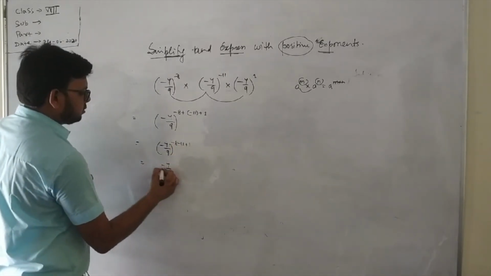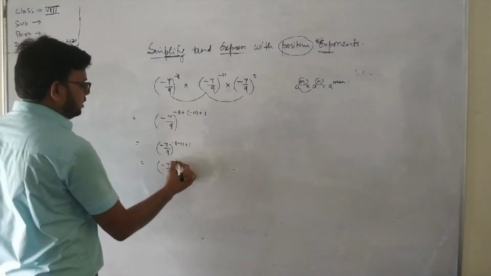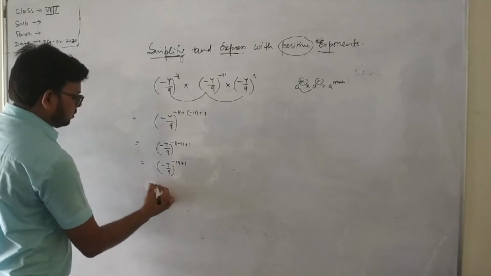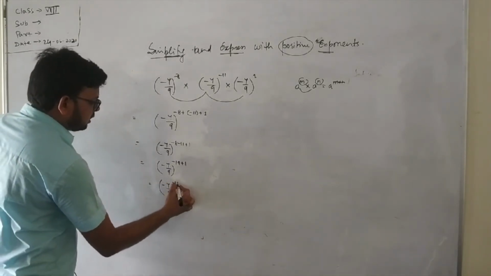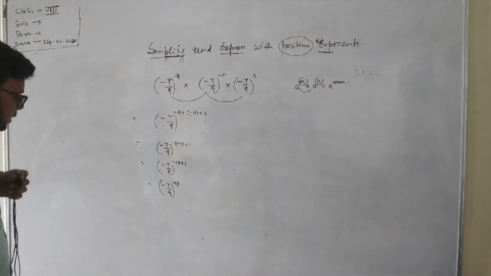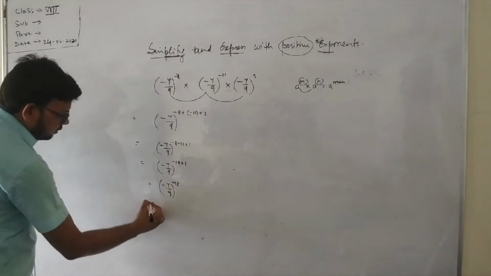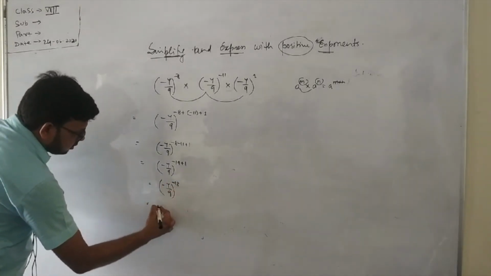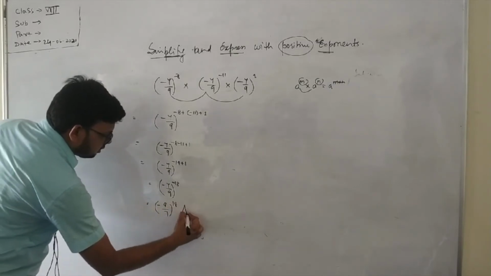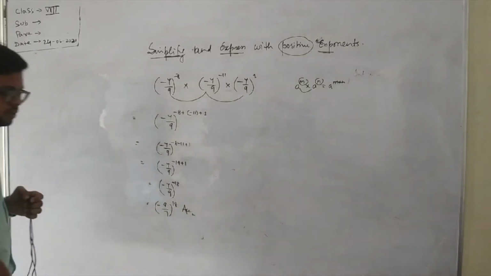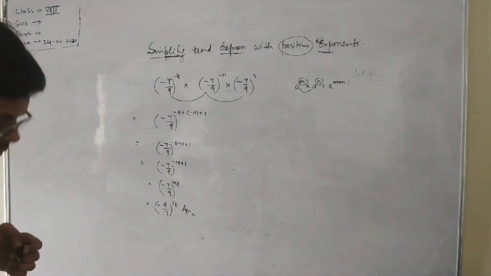Minus 7 by 9 to the power minus 8 minus 11, that is minus 19 plus 1, it implies minus 18. And we have just read, if a negative sign is present in the power, then we can reciprocate it. Minus 9 by 7 to the power 18. This is the required answer. Okay.